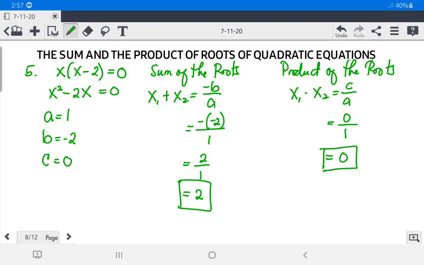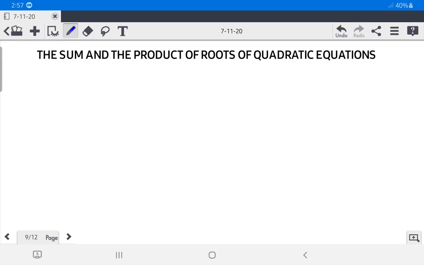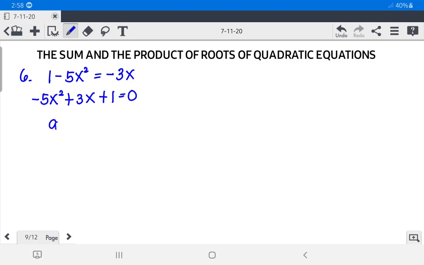Next, for number 6, we have 1 minus 5x squared equals negative 3x. Now, what you are going to do is rearrange it into standard form. We have negative 5x squared plus 3x plus 1 equals 0. The value of a is negative 5, the value of b is 3, and the value of c is 1.